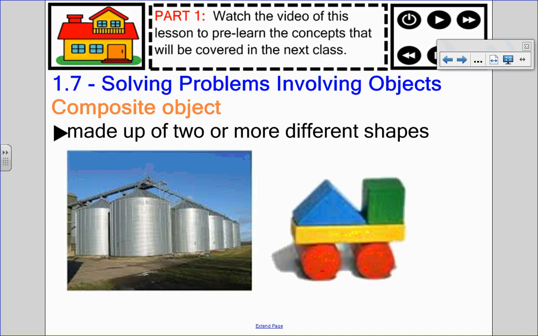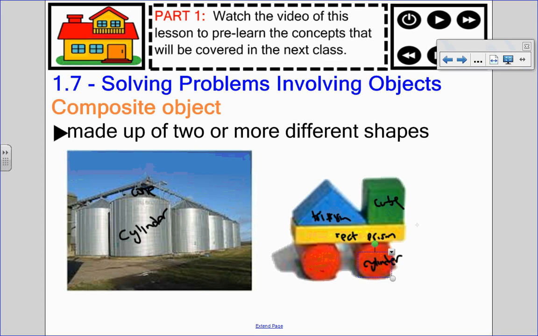So what is a composite object? Well, it's an object that's made up of two or more objects. For example, here, this is made up of a cylinder and a cone on top. Or for example, here I have a rectangular prism. I can see I have cylinders for the wheels. I have a triangular prism and a cube.